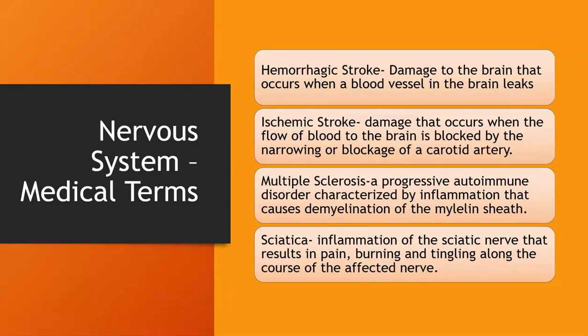Multiple sclerosis is a progressive autoimmune disorder characterized by inflammation that causes demyelination of the myelin sheath. Sciatica is inflammation of the sciatic nerve that results in pain, burning, and tingling along the course of the affected nerve.